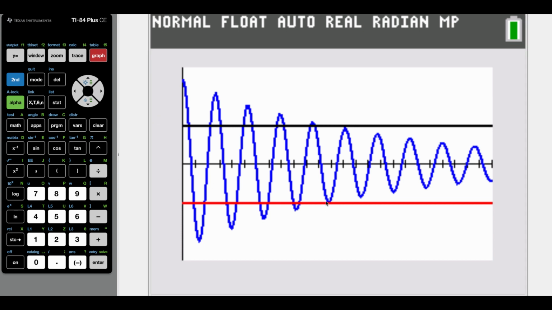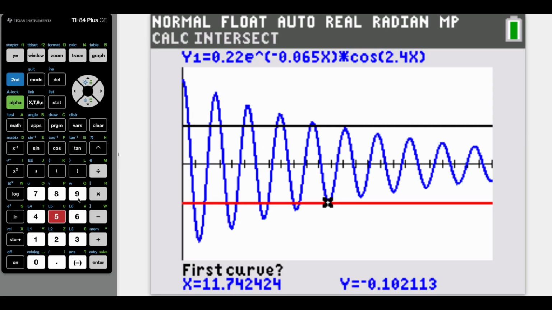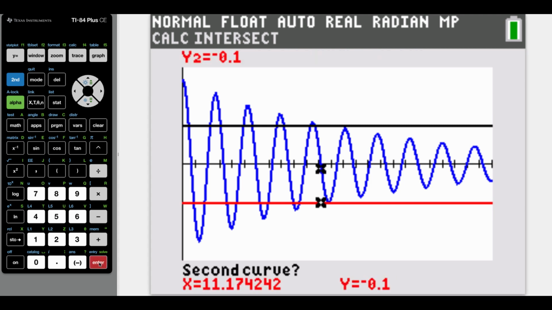So I'm looking at the bottom of this wave in the middle. It looks like my blue line is intersecting my red line, but after that it looks like my blue line is entirely between these lines. So I want to figure out where this intersection point is happening. So I hit second trace, and I want to do intersect, so that's option number 5. I'm on my blue curve. I want that to be my first curve. And I'm going to arrow left a little bit. I hit enter. I switched over to my red equation, that y equals negative 0.1. So I hit enter, enter, and it tells me that those intersect at about 11.68 seconds.